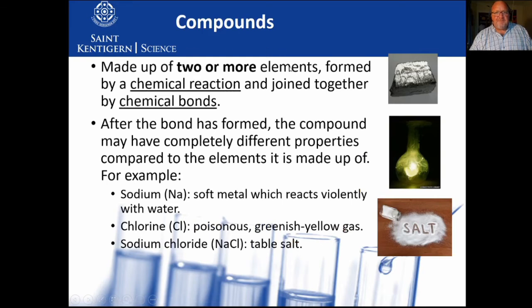So compounds are made up of 2 or more elements formed by a chemical reaction and joined together by chemical bonds. After the bond is formed, the compound may have completely different properties compared to the elements it was made of. For example, sodium. Do you remember that video I showed you of the guys who threw the brick of sodium into the pond and it exploded big time? So here we have a metal that when it reacts with water or oxygen, it actually explodes. So it wants to kill you.